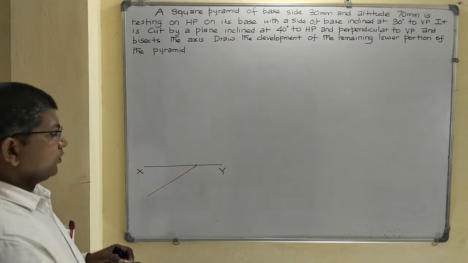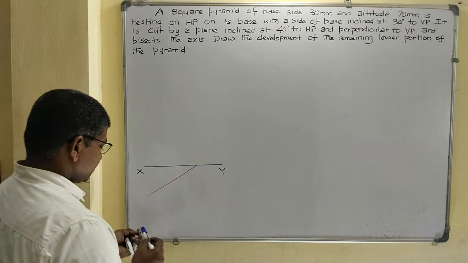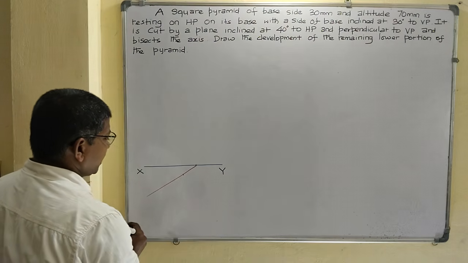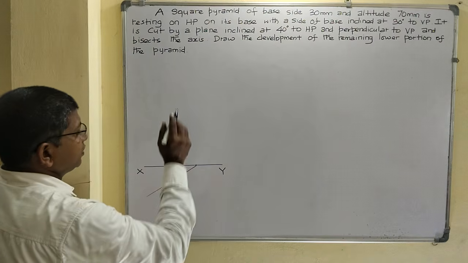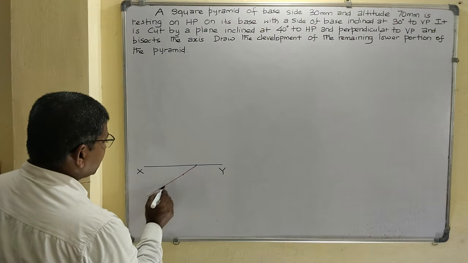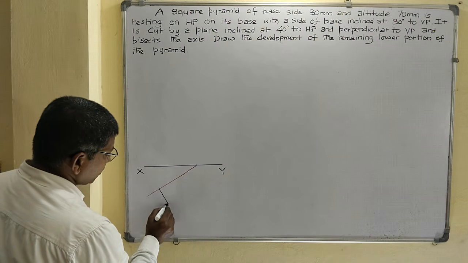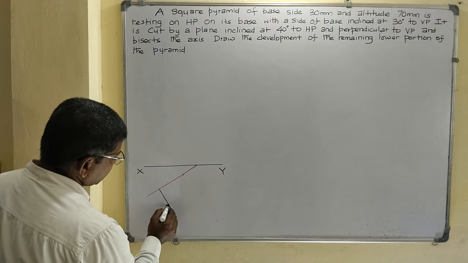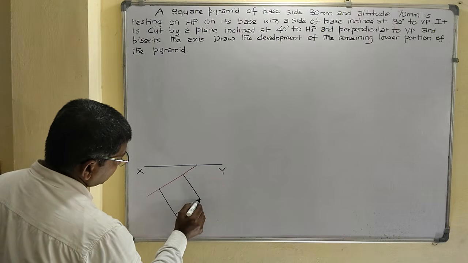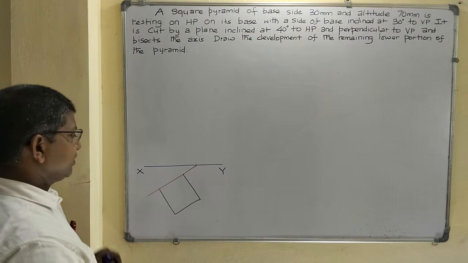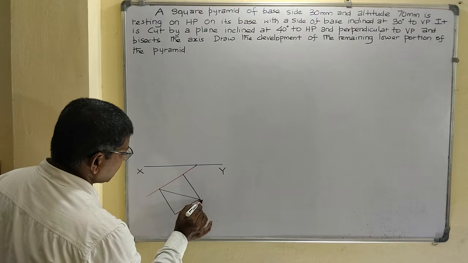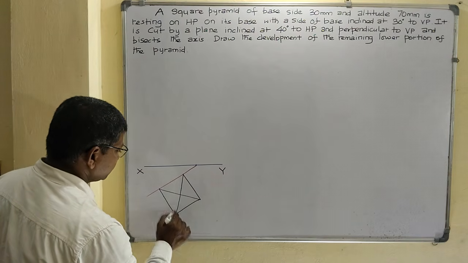Now draw the top view of the square pyramid. Leave some space. Mark the first point. Our base side equal to 30 mm, so 30 mm distance. Mark another point. Now complete the square pyramid. How to mark the vertex? Join the opposite corners to find the vertex.